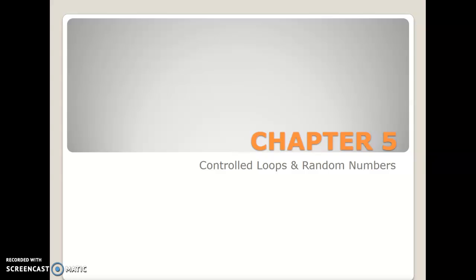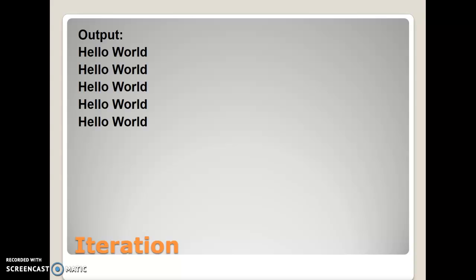In this chapter, we'll talk about the idea of controlled loops and random numbers. Oftentimes, we find that we would like to have an algorithm execute multiple times in a row. For example, here I'm printing hello world 5 times to the screen. Well, rather than actually write 5 executing lines of code to print it to the screen, we can use an iterative structure that allows us to use the same algorithm, but then have it run that algorithm 5 different times.